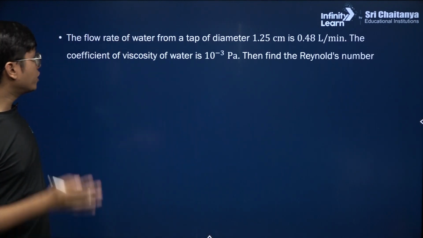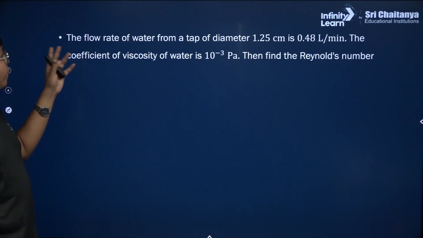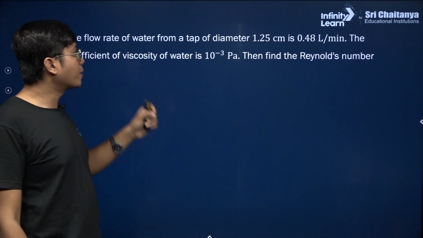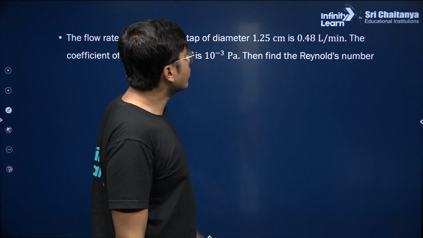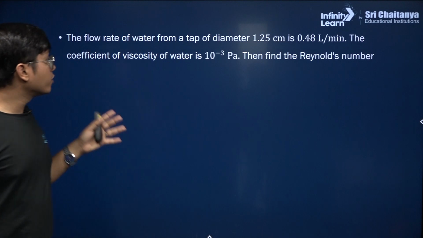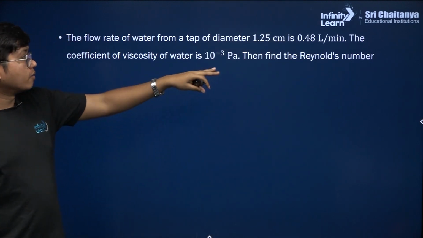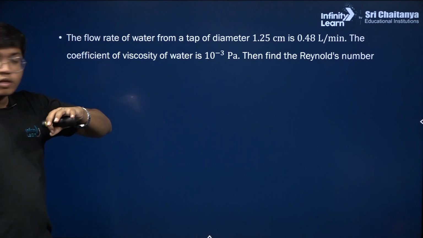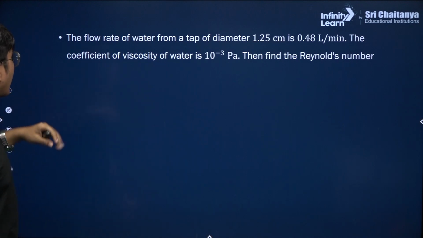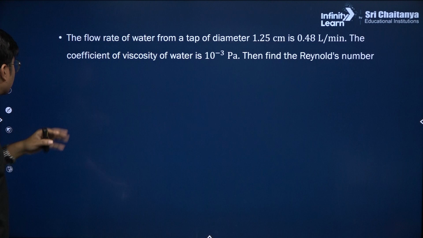Now we'll move ahead to the numerical question. The first one says that the flow rate of water from a tap of diameter 1.25 centimeters is 0.48 liters per minute. Coefficient of viscosity of water is 10 to the power minus 3 pascals. Find the Reynolds number. Now over here, this should actually be Poise, not pascals, my bad.